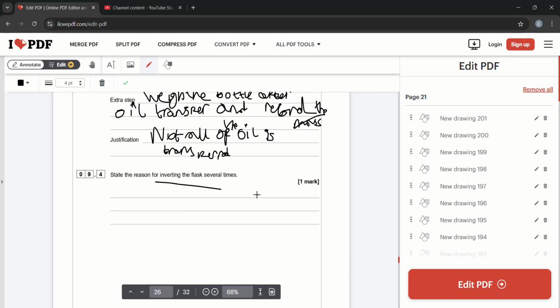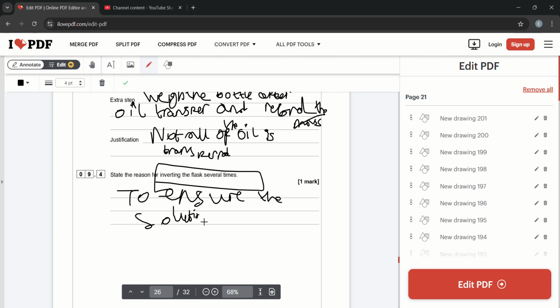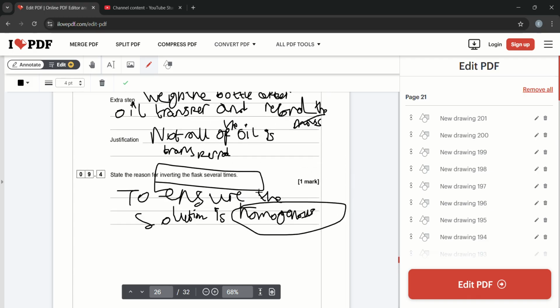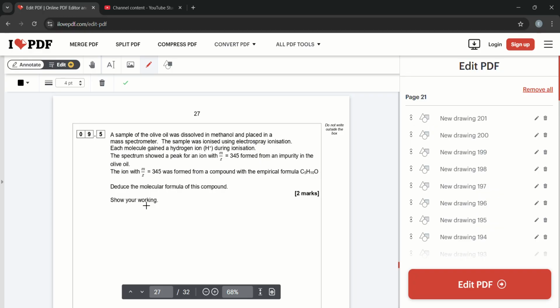And then state the reason for inverting the flask several times: to ensure the solution is homogeneous, meaning that it's evenly mixed / distributed. That's a really fancy word, and you can definitely use that to ensure the solution is homogeneous. That's what the mark scheme wants.